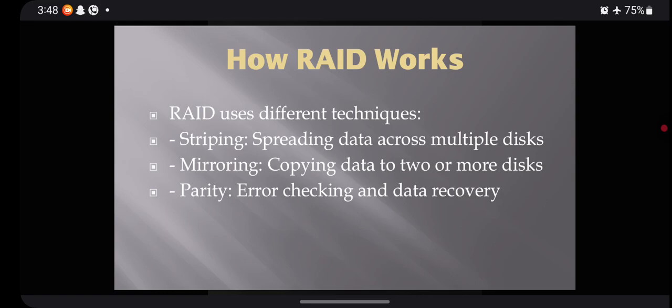Here, RAID uses different techniques like striping, mirroring, and parity. First, striping: it spreads the data across multiple disks. That is how striping works. And next mirroring: it copies the data to two or more disks. And next parity: it checks errors and helps with data recovery.